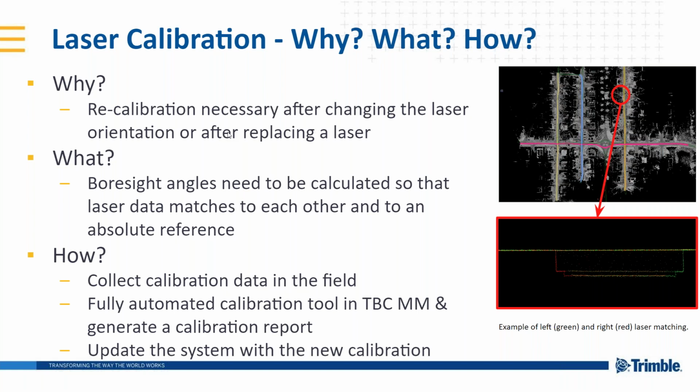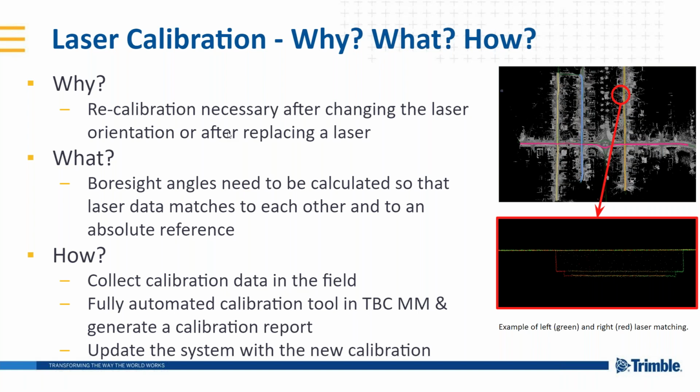As you may know, the MX9 can be tweaked in such a way that both lasers can be put into 3 horizontal and 3 vertical positions, so 9 different positions. And after this change, you would need to do a calibration. So what is this all about? It's calculating the bore side angles so that the laser data matches to each other and to an absolute reference.